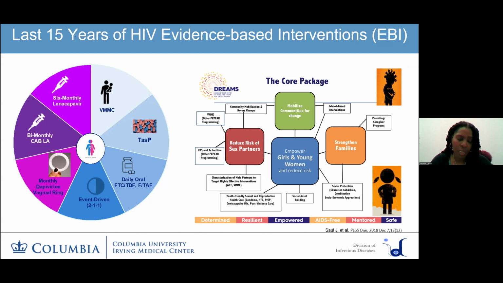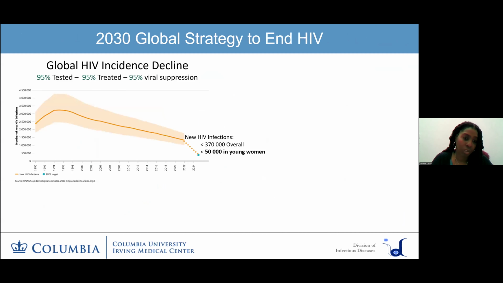And in the context of these prevention and success in treatment, we've also had a lot of wraparound services. Maybe one of the most prominent ones that's been discussed is the DREAMS program, which really sought to address HIV vulnerability in adolescent girls and young women who bear a disproportionate burden of HIV. And that stands for Determined, Resilient, Empowered, AIDS-Free, Mentored, and Safe. And that program started around 2015 and continues today.